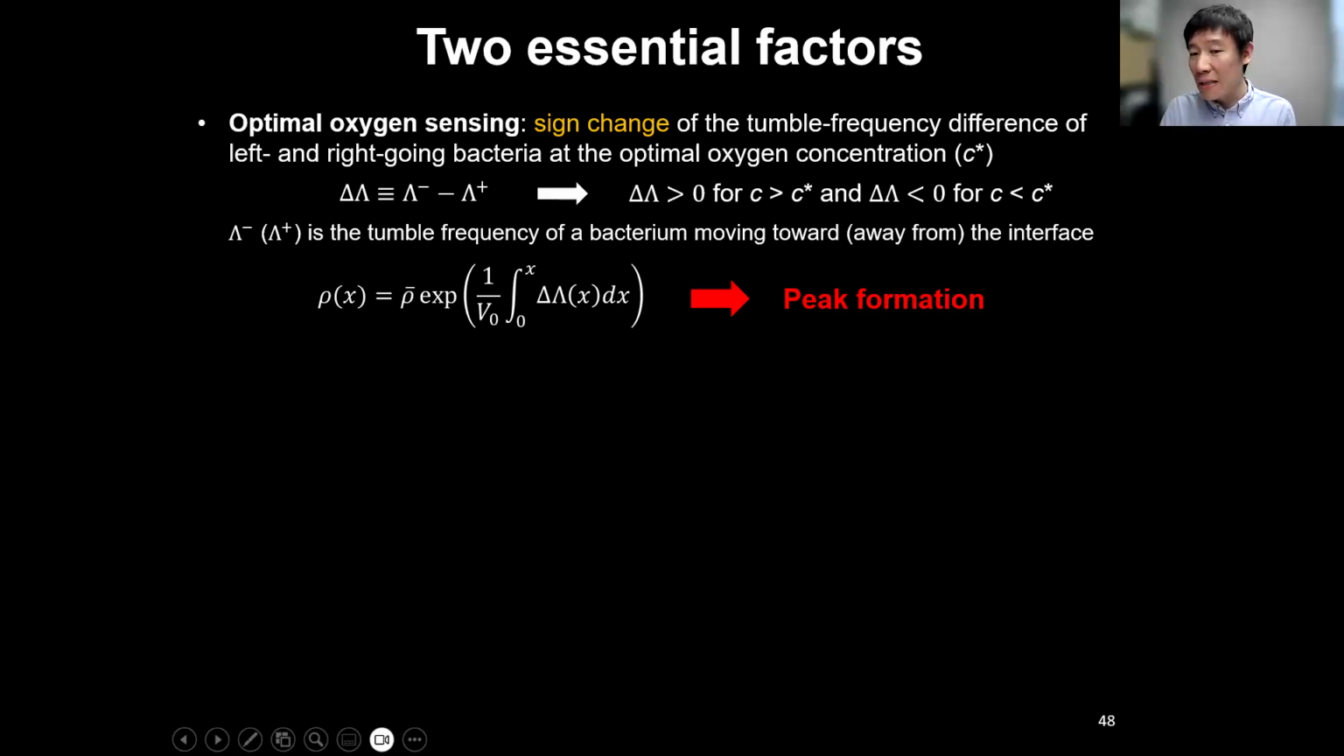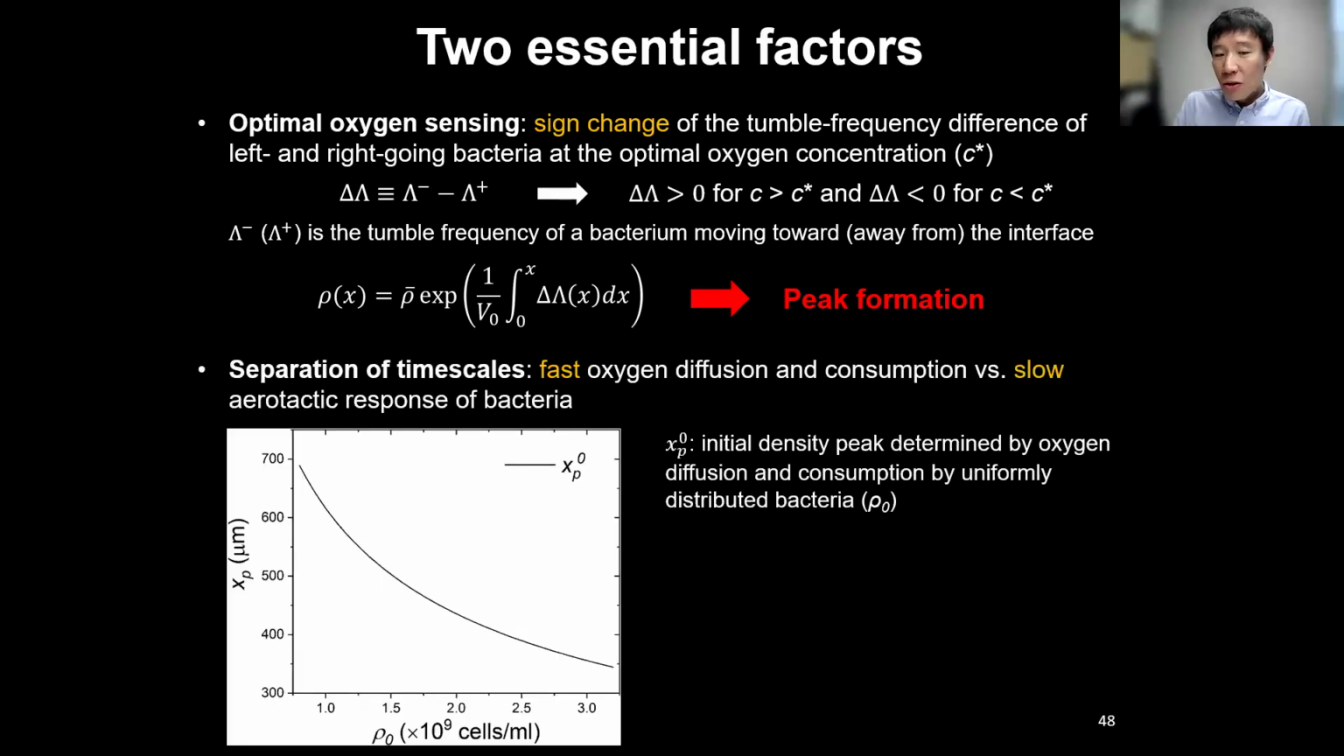In the sense that this is not surprising, right? Once you say that there's an optimal concentration of oxygen, bacteria will just move there and form a peak. It must be the case, right? So this is logically very easy to think about, intuitively very easy to understand. What is more complicated here is why the peak migrates. That's a little bit more non-trivial, right? To have a peak migrating, you must have a separation of time scales between the fast oxygen diffusion and consumption and the slow aerotaxis response of bacteria. We can show that by doing this simple calculation.